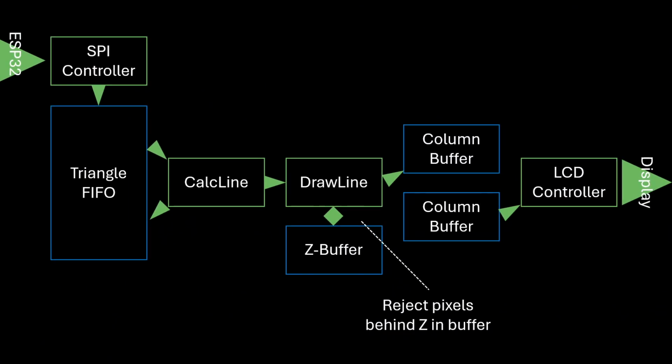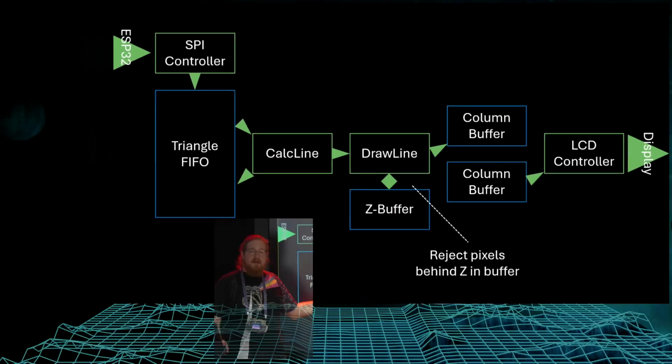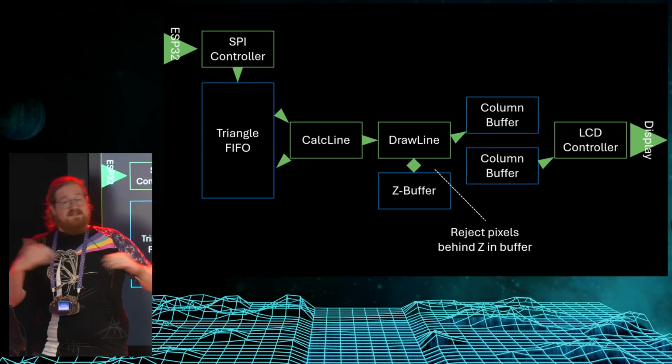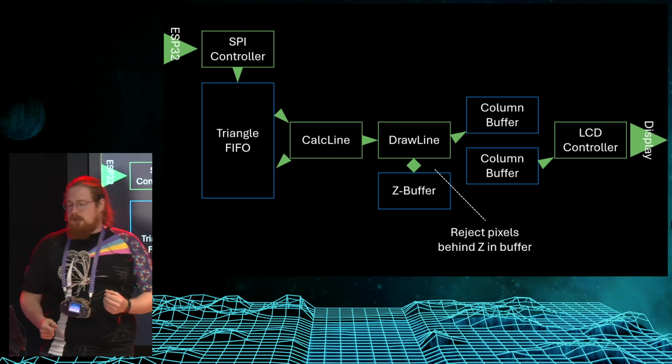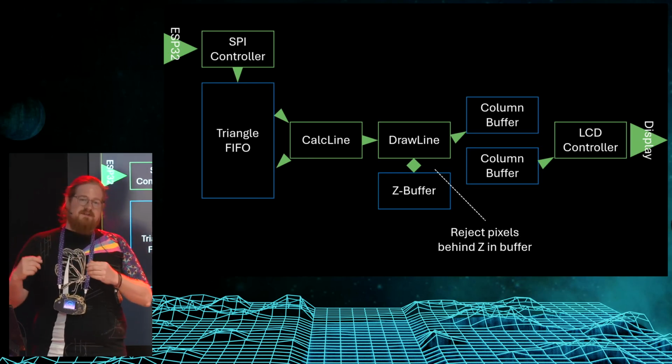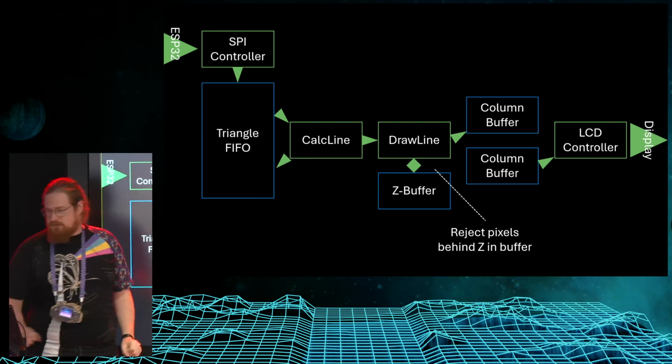Right, so new architecture, we've added a Z buffer, and whenever we are drawing a pixel, we'll check: is the depth of the new pixel in front of what we've already written before? And of course, once we've written something, we also need to update the Z buffer.